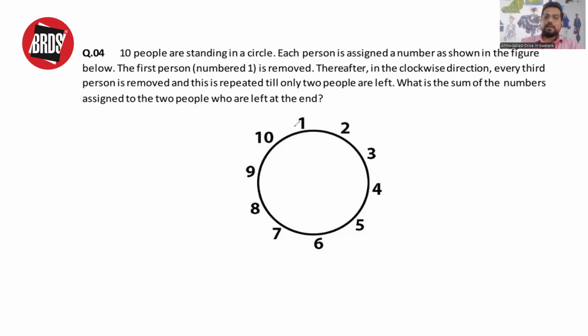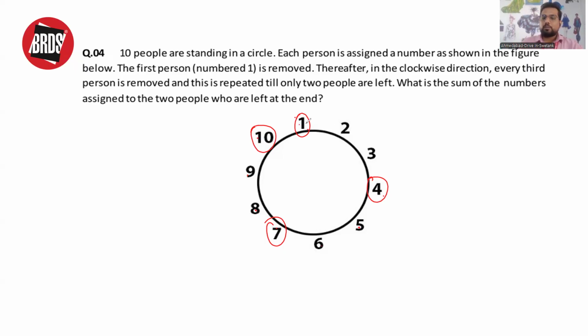Okay, they have said we have removed the first person, and after that one, we are removing every third person in the clockwise direction. So first of all, I will tell you what mistake most of the students have made. They have done it like this: 1, 2, 3, 4. First I have removed one, then 1, 2, 3rd, 1, 2, 3rd, 1, 2, 3rd, like this. But after this, they must have started making mistakes.